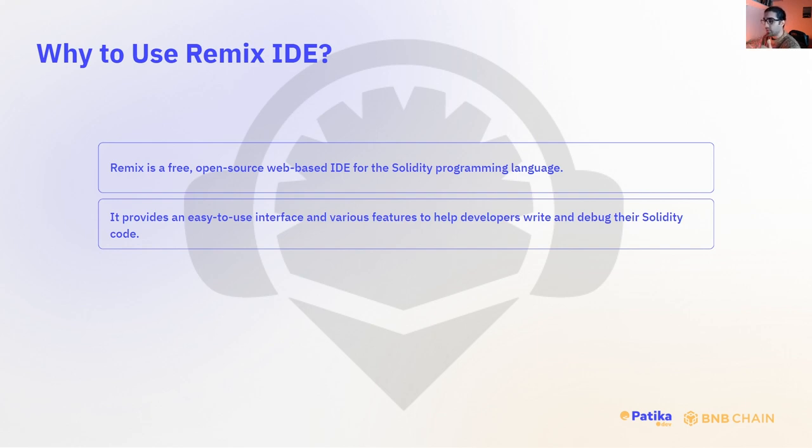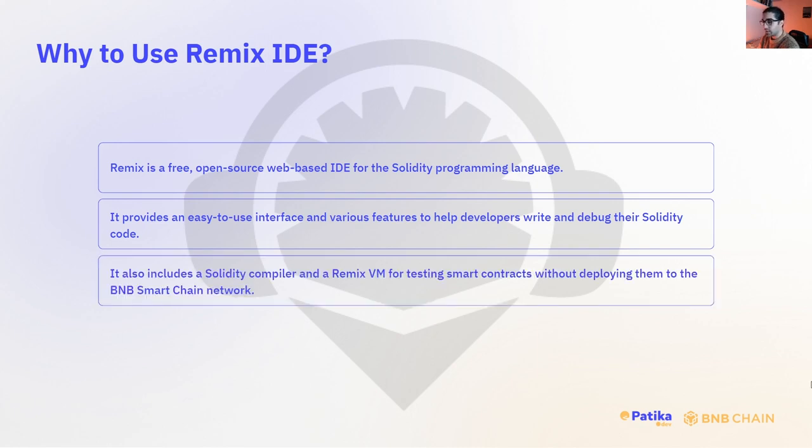Then in the fifth section of this course, we will have another environment, which is a BNB chain truffle box to create our projects. So it also includes a Solidity compiler and a Remix virtual machine for testing smart contracts without deploying them to the BNB smart chain network, which is crucial as well, because instead of deploying everything without testing them, we first need to see if everything works all right. And we'll do all of these developments on Remix IDE.